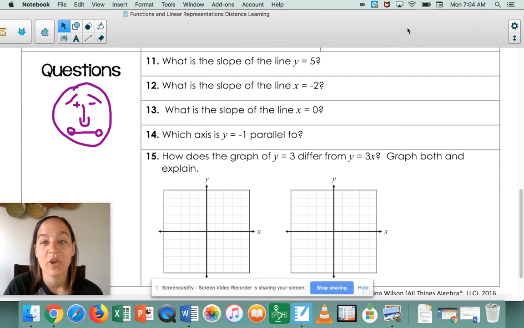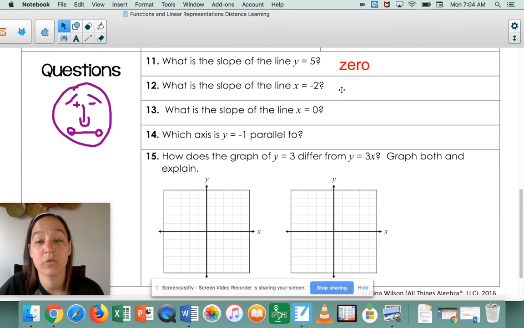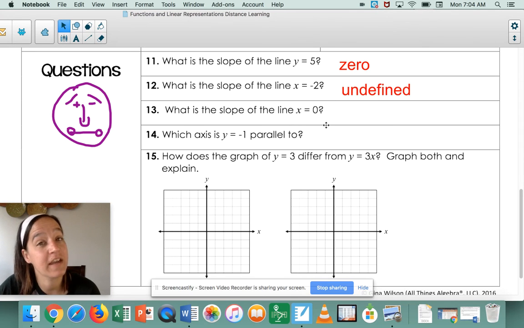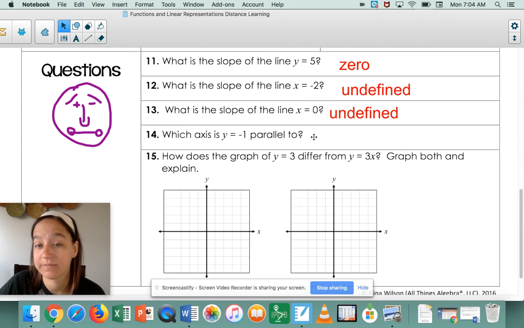So number 11, y equals 5. Vertical, horizontal. Hopefully you were thinking horizontal. And so therefore it's a 0 slope. So number 12 gives me x equals -2. That's a vertical line, so it's undefined. The slope of x equals 0 is also a vertical line, so that's undefined.